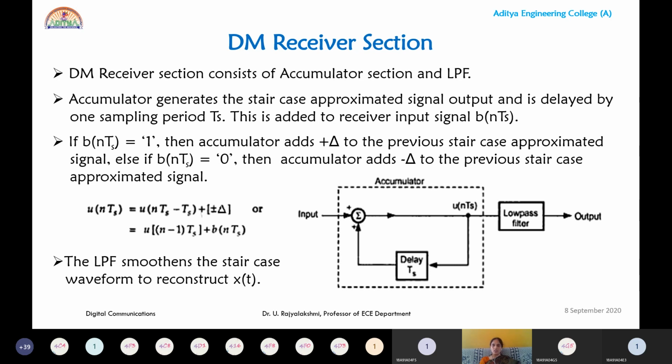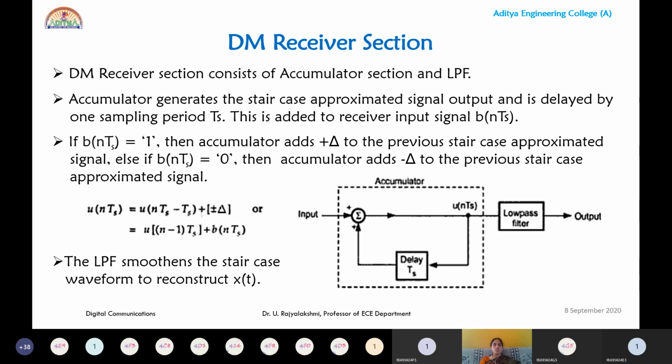Now the data is applied to the low pass filter. So what does this low pass filter do? This low pass filter reconstructs, or you can say smoothens, the staircase waveform u of nTs to generate x of t.